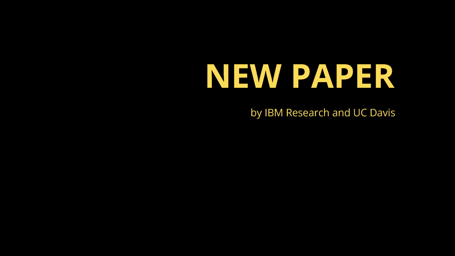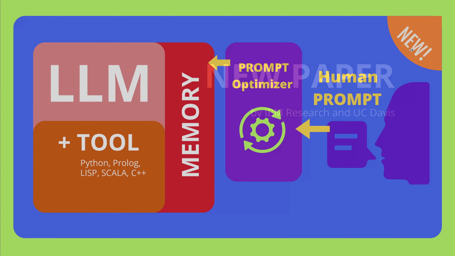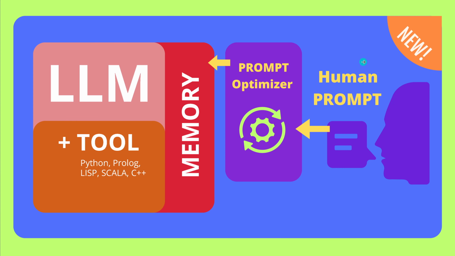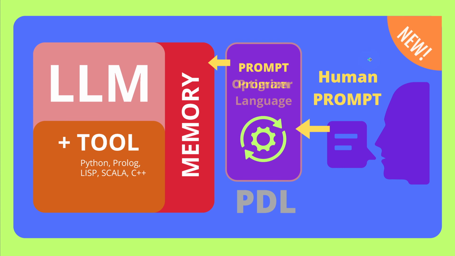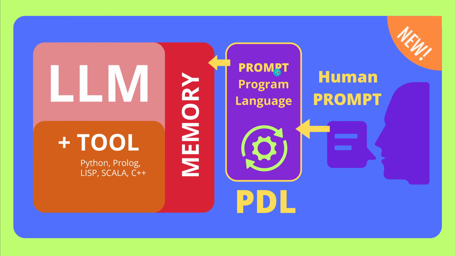Okay, let's go to the next step, because there is now a brand new research by IBM and UC Davis. And you might say, what is left? What can we theoretically optimize on our prompt further? Well, you're not going to believe it. There's the idea that we have here a complete prompt program language, a prompt declarative language.